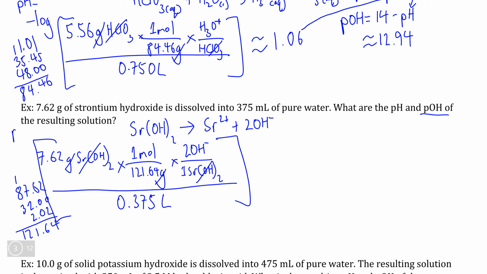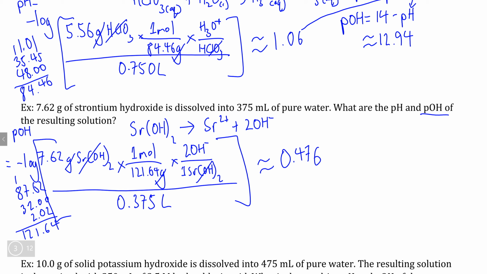And since we're dealing with a basic solution, we're calculating pOH, meaning that if we take the negative log of this number, we would be finding pOH. If you put this into your calculator, this comes to approximately 0.476. So this is less than 1.